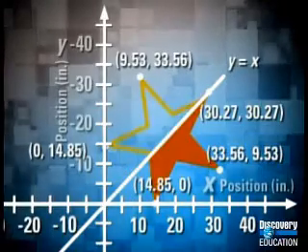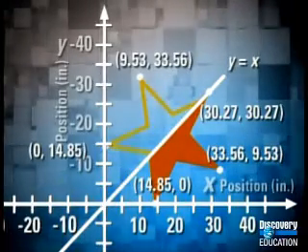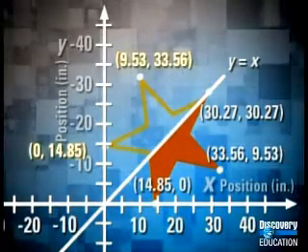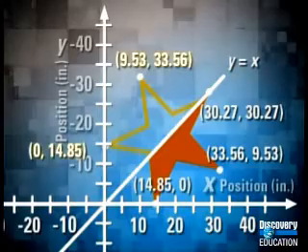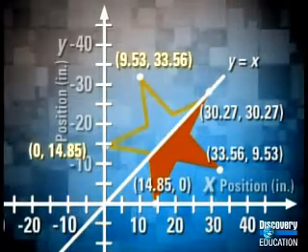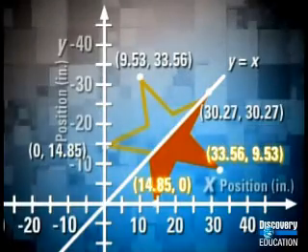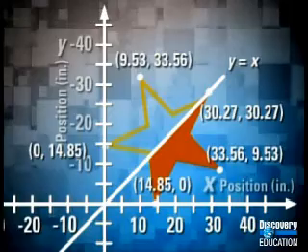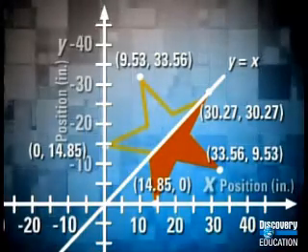We can also fold or flip the image over the line y equals x. Notice that after the image is folded, the points that were located at (9.53, 33.56) and (0, 14.85) are now directly on top of their corresponding points. This proves the shape has line symmetry. And this folding test will work with any object with line symmetry.